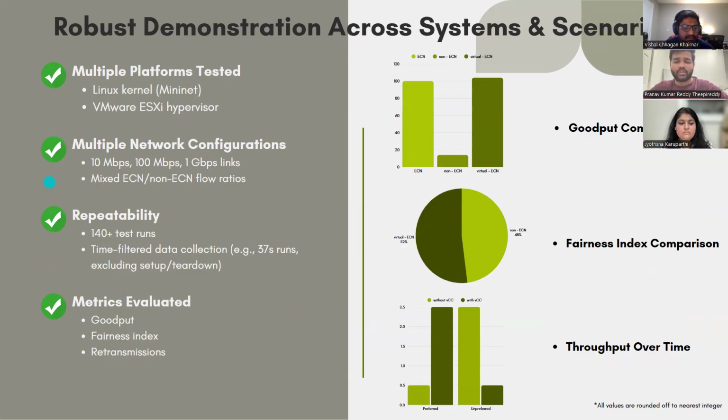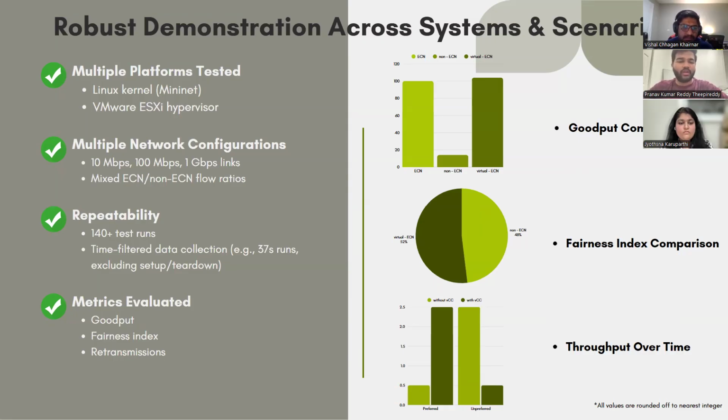This breadth of testing shows that VCC is platform agnostic and cloud ready. They didn't stop at functionality. The authors ensured repeatability and statistical significance through 140 plus test runs. Each run was time filtered, startup and teardown phases excluded, for clean, reliable measurements.